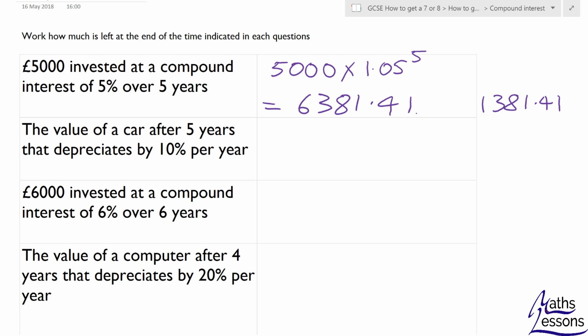Good point by my student. We don't have an initial value of the car. Let's just say the initial value of the car was £10,000. So we'll say initial value of a car, £10,000, depreciates by 10% per year over 5 years. How much do you have left at the end of those 5 years?